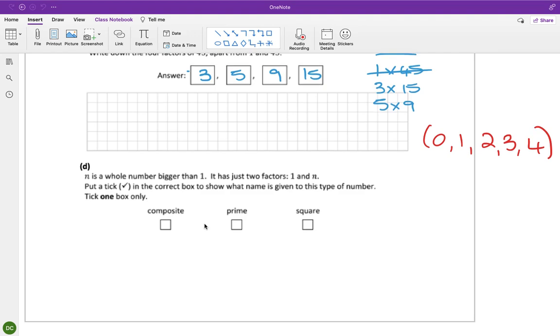N is a whole number bigger than 1. It has just 2 factors, 1 and n. Put a tick in the correct box to show the name that is given to this type of number and tick only 1 box. So a number that has only 2 factors is a prime number. Now, pretty sure that was hit and miss, 0 and 2, but I'll double check it in a sec. So you either got it or you didn't.